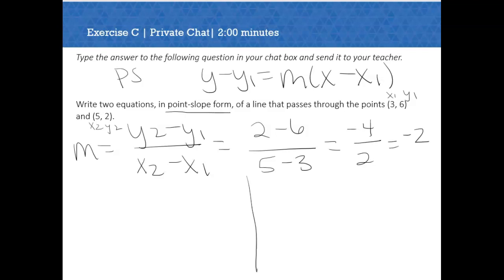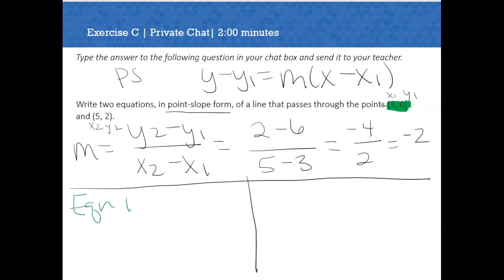So my 2 equations. We'll use the pen instead of the highlighter. (3, 6) is going to be our equation 1. Our equation 2, let's do something I can actually work with here. So equation 1, we're going to use the (3, 6).